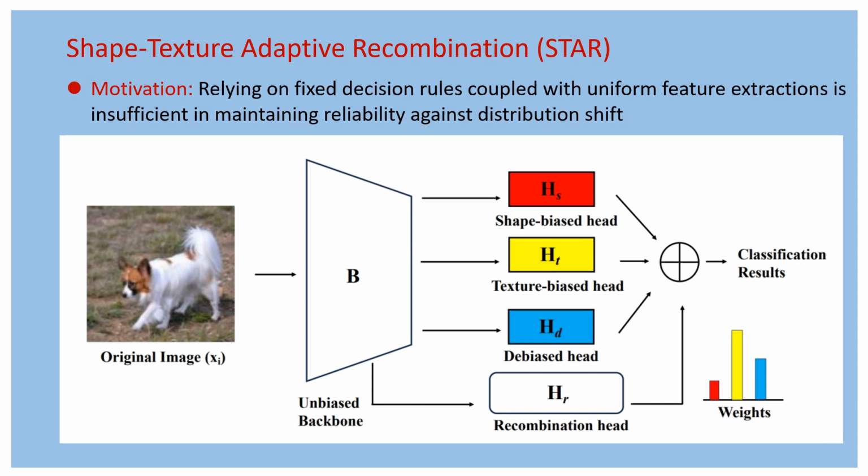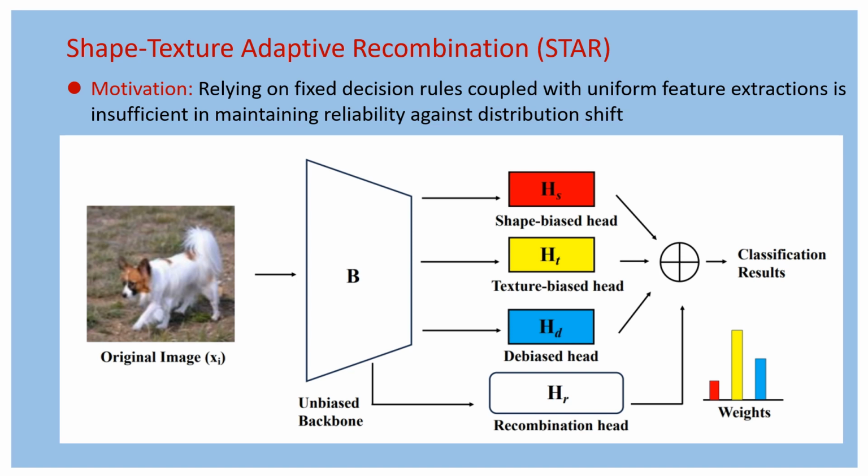According to the validation experiment, relying on a fixed decision rule coupled with uniform feature extractions would be insufficient in maintaining reliability against distribution shifts. Therefore, we designed a novel model named Shape-Texture Adaptive Recombination (STAR) with dynamic decision rules to enhance performance across a spectrum of o.o.d scenarios. The overall framework of the proposed method is visualized in this figure.